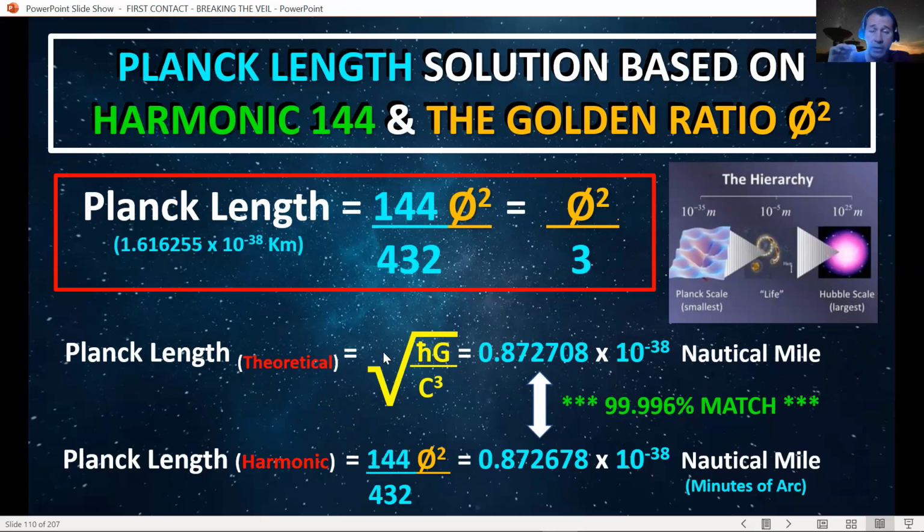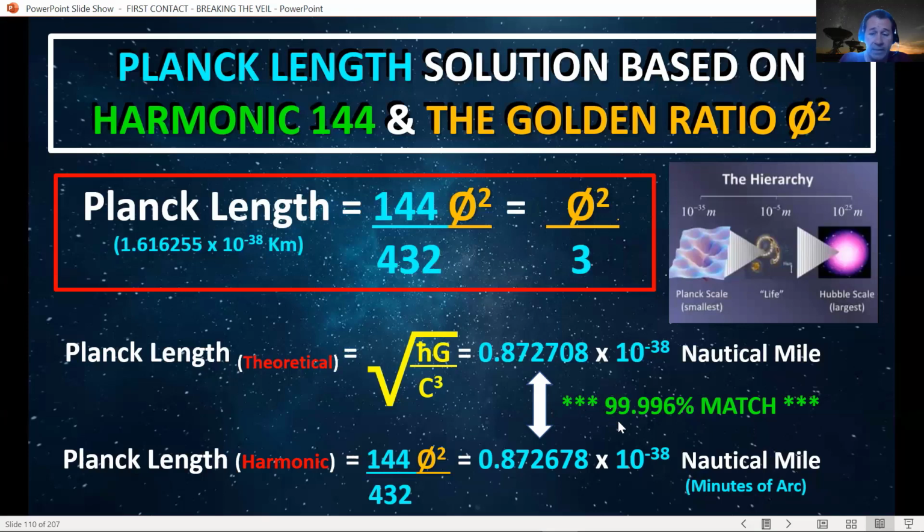This is the theoretical Planck length that, if you go anywhere and Google or go in a physics table, you can find these figures, and you can make the conversion pretty easily. So what I found is that the fundamental harmonic of light, 144, times the golden ratio squared, divided by 432, which we're all very aware of the significance of, we end up, and we see here at the bottom, with a figure that matches very nicely exactly the theoretical value.